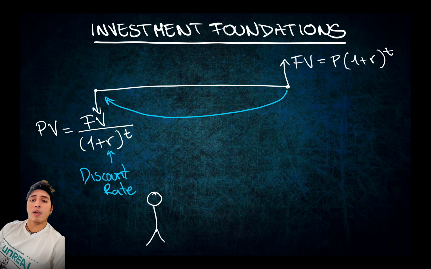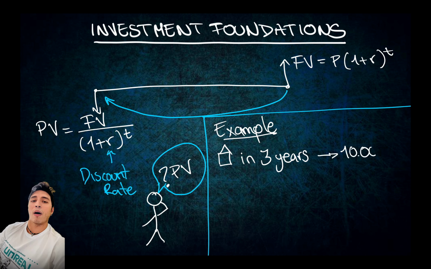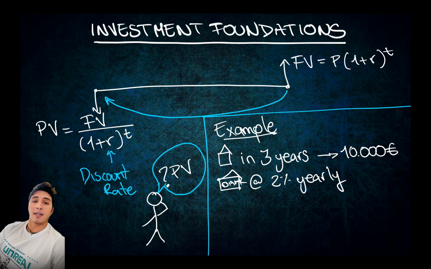So now you might wonder, why do I want to calculate the present value of something if what I want to do is to invest in the future? So let me give you an example of that. Let's say that you want to buy a house in 3 years, and for that you have to put down a payment in 3 years of 10,000 euros. You know that if you put your money now in your bank account, you are going to get an interest rate of 2% yearly. So the question would be, if I want to get 10,000 euros after 3 years, how much money do I have to put in now in order to get to that 10,000 euros?